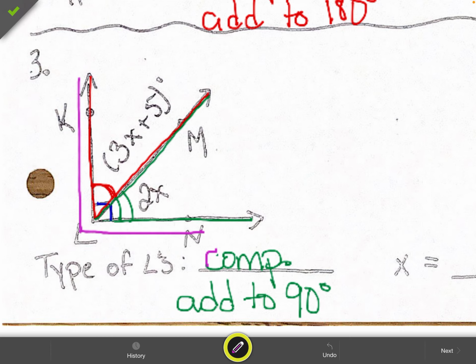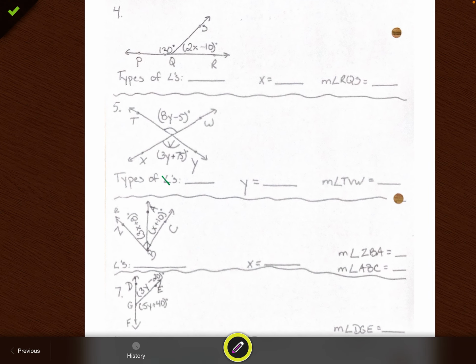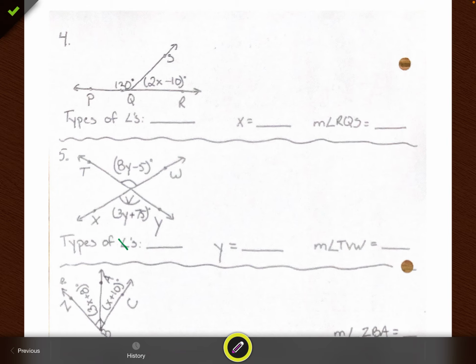What you're going to do on the back is the same thing. You're just going to tell us the types of angles and what you know about them. When we come back together, we will actually set up the equations.